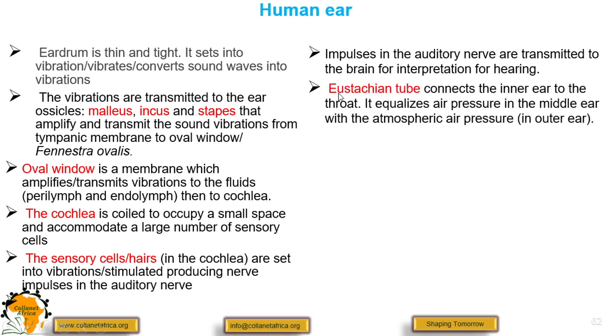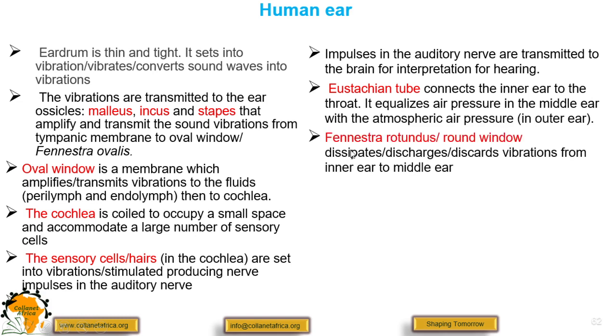We have this part called the eustachian tube that connects the inner ear to the throat. It also equalizes the air pressure between the middle ear and that of the atmospheric air available on the outer ear. The round window, also called the fenestra rotundus, mark the spelling well, discharges or dissipates vibrations from the inner ear to the middle ear. So it is a connection between the inner and the middle ear.